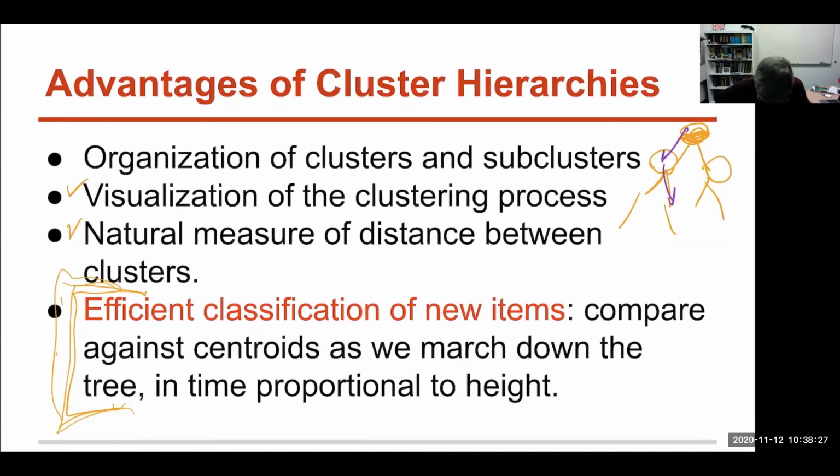So in some sense, identifying what cluster something belongs in is going to be proportional to the height of the merging tree, instead of the number of elements in it. This kind of classification method makes it much faster to classify what cluster somebody belongs in. Any questions?